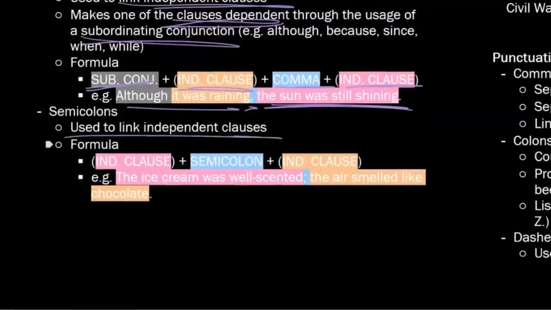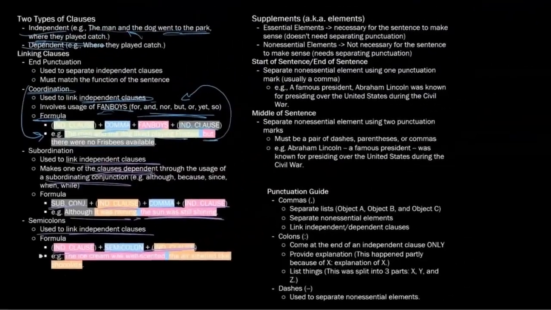Lastly, we got our semicolons. Here we're going to use them to link independent clauses again. Semicolons are the easiest one. You just have to have an independent clause, then a semicolon, your space, and then an independent clause. So ice cream was well scented, semicolon, the air smelled like chocolate.